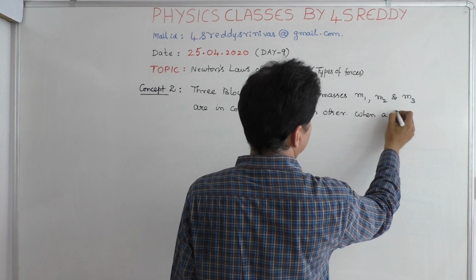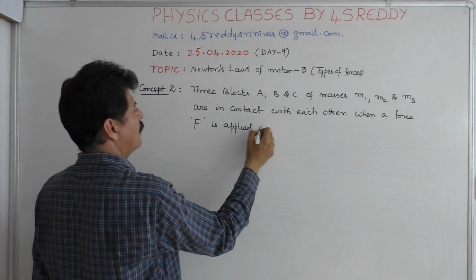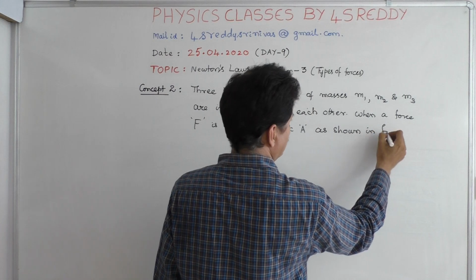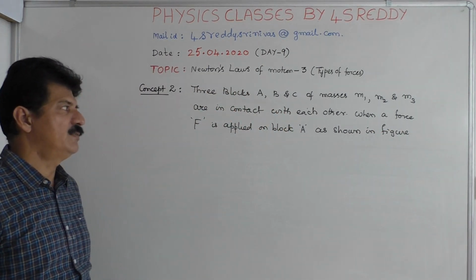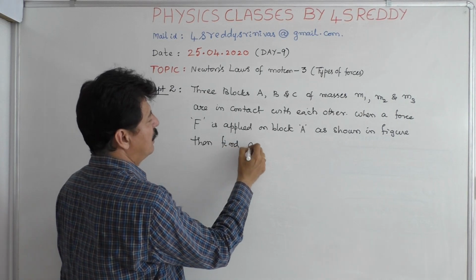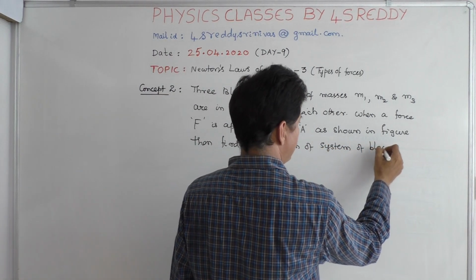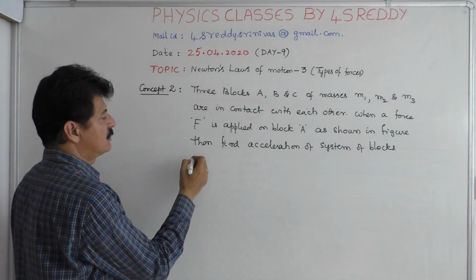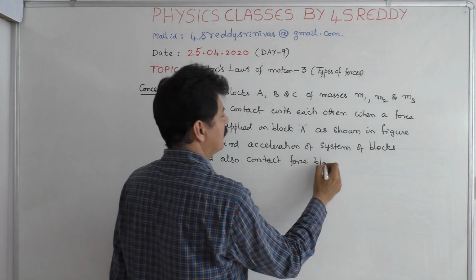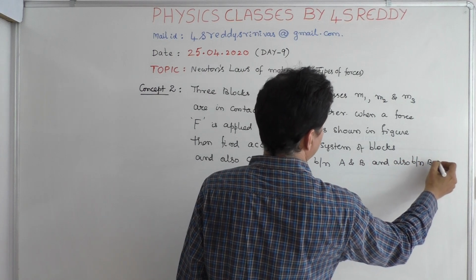When a force, capital F, is applied on block capital A as shown in the figure, then find the acceleration of the system of blocks, and also the contact force between A and B, and also between B and C.